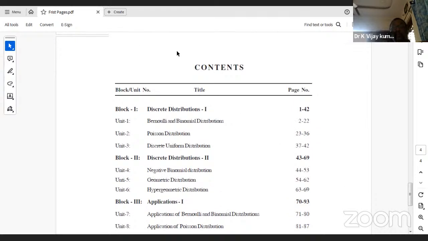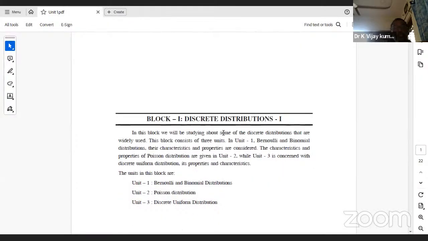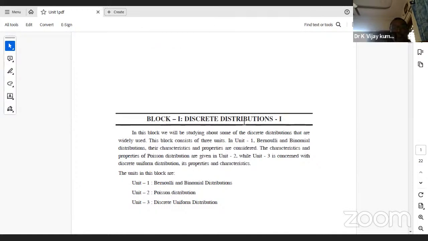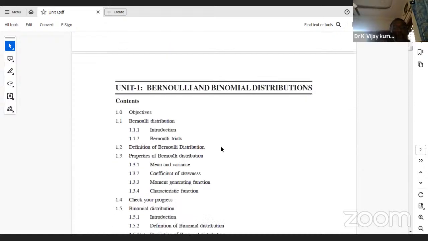We can learn Bernoulli and binomial distribution today. So in the discrete distribution block, for Bernoulli and binomial, the characteristics and properties are considered, and the characteristics and properties of the Poisson distribution are in unit 2, while unit 3 is concerned with the discrete uniform distribution properties and characteristics.